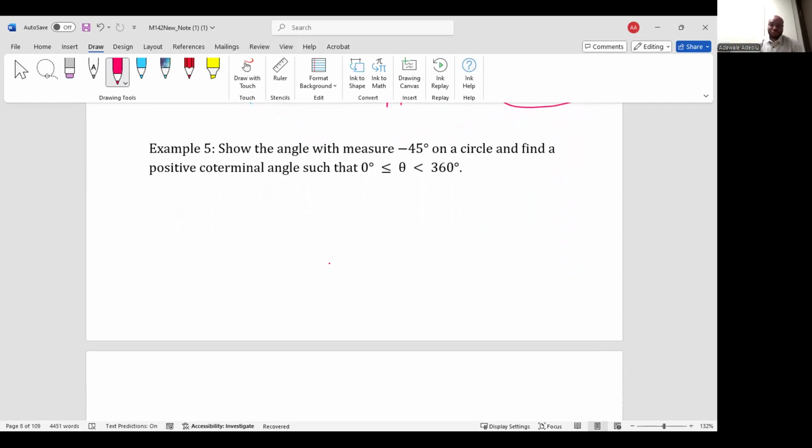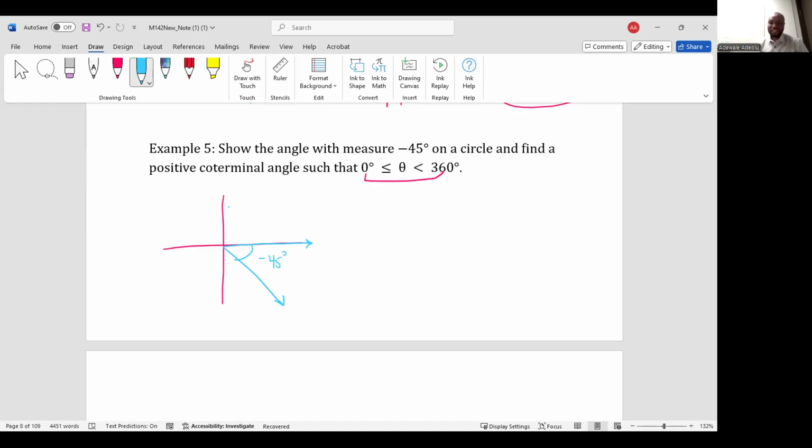Example: show the angle with measure negative 45 degrees on a circle and then find a positive coterminal angle such that the angle is between 0 and 360 degrees. Well, negative 45. Remember, to draw a negative angle, we go clockwise. So, from the initial side, we go this way. Let's say this is negative 45 degrees.